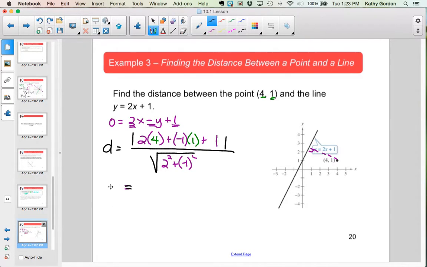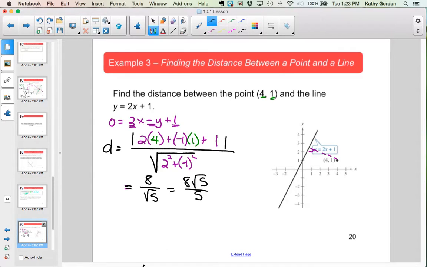So what's my numerator going to be? 8. Because we got 8 minus 1 plus 1, absolute value of that, that's 8. What's my denominator going to be? Square root of 5. Don't I leave my answer that way? No. Good. What do I want my answer to be? 8 root 5 over 5. Yeah.